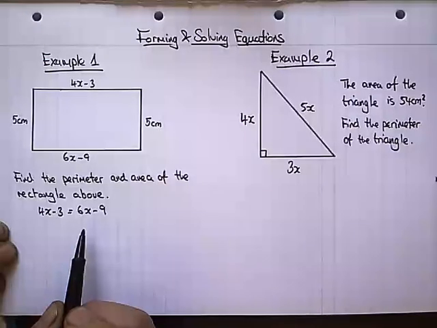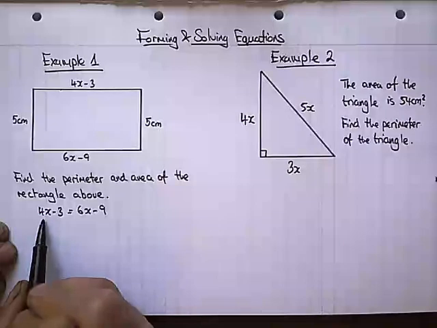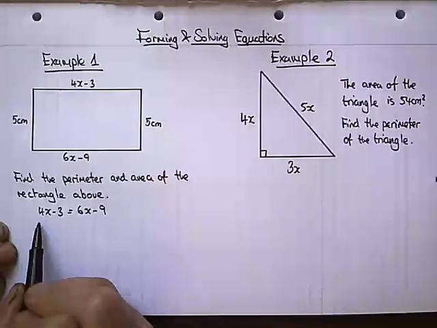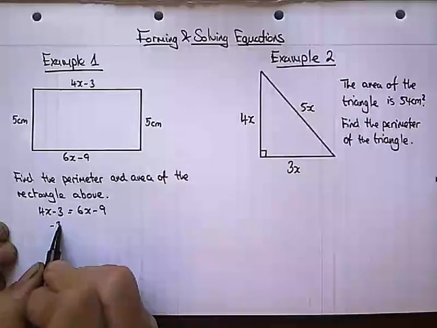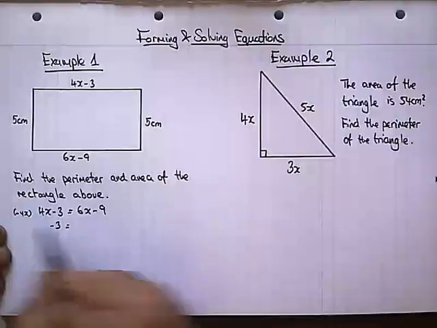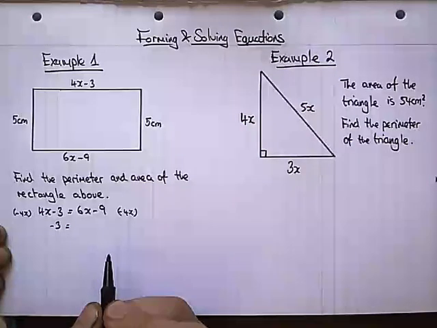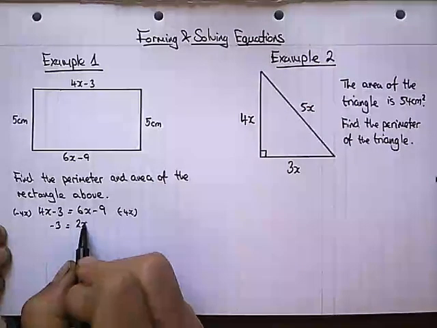So the first thing to do is to remove the smaller amount of x. Now 4x is smaller than 6x, so I'm going to subtract 4x from both sides. I'm going to be left with minus 3. Let's put minus 4x over here so we know what we're doing. Okay, and we minus 4x away from the 6x to get 2x, and that leaves us with minus 9.